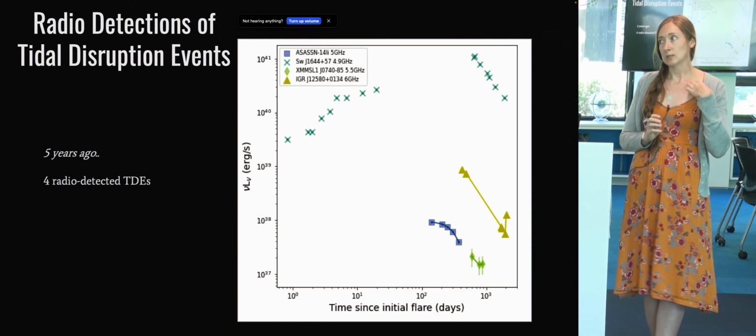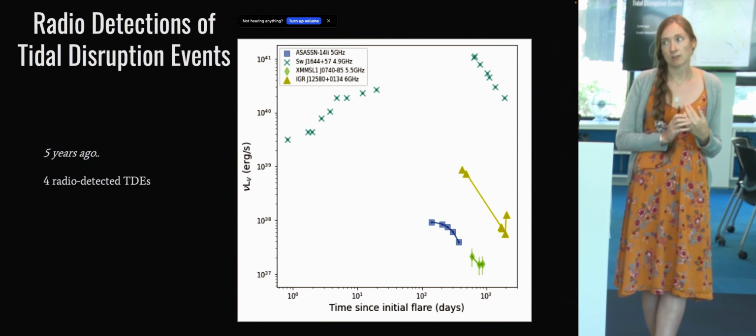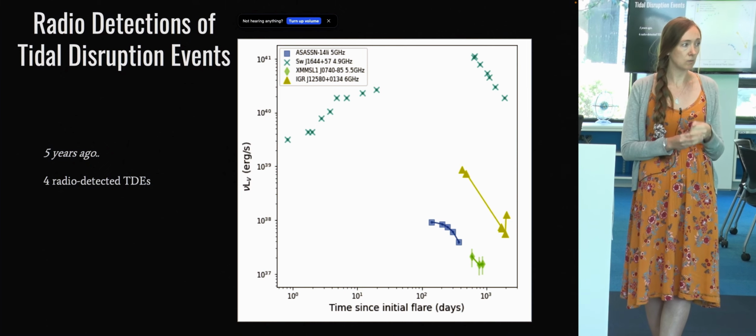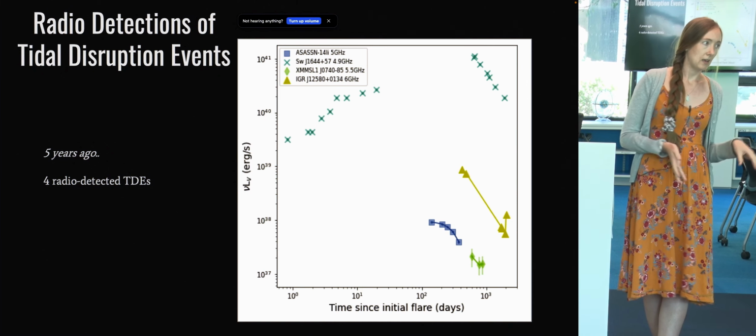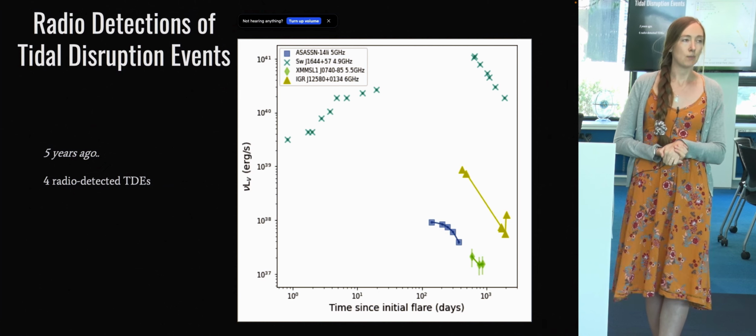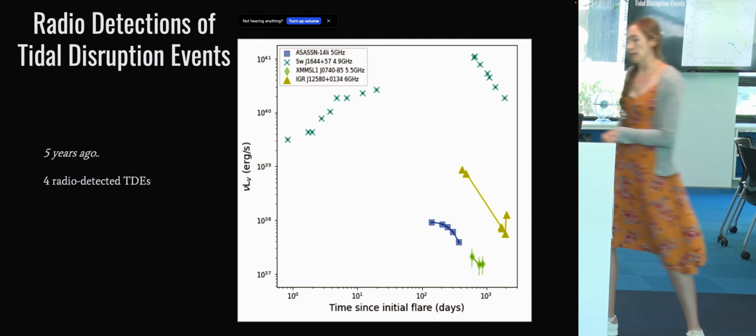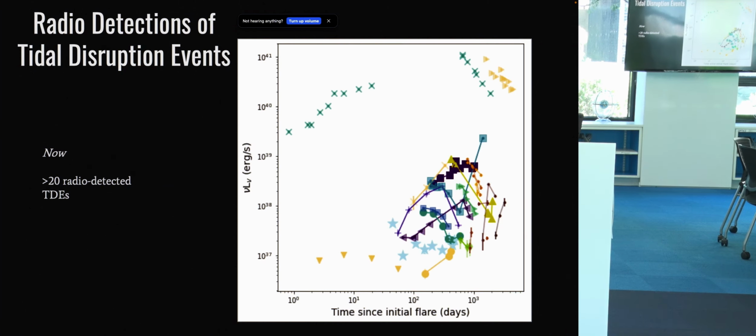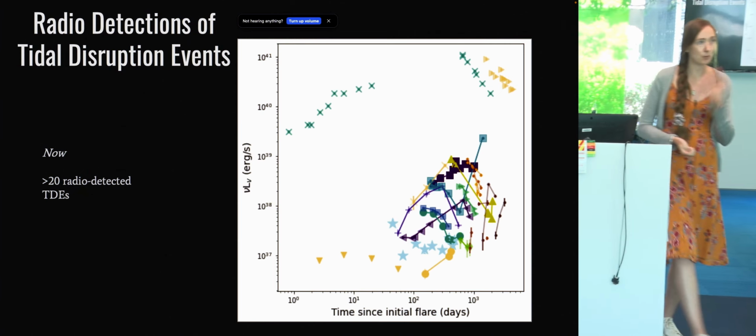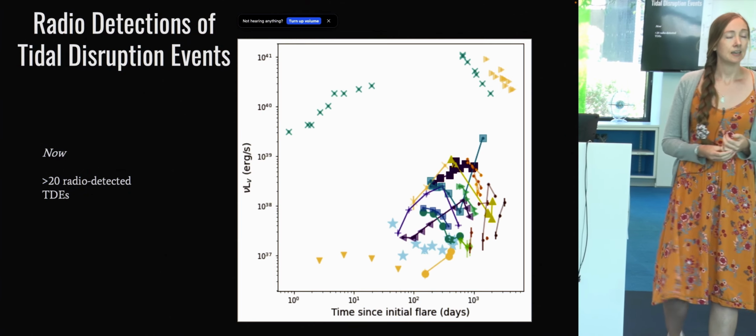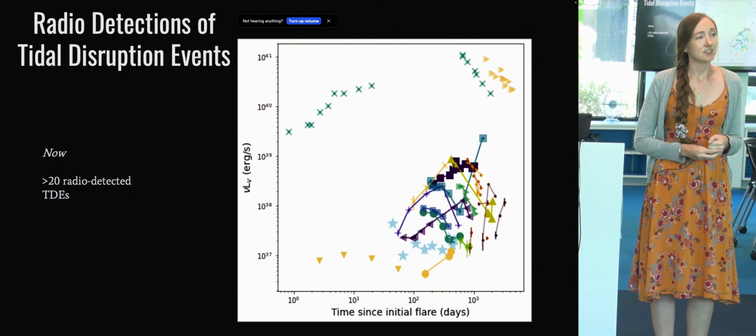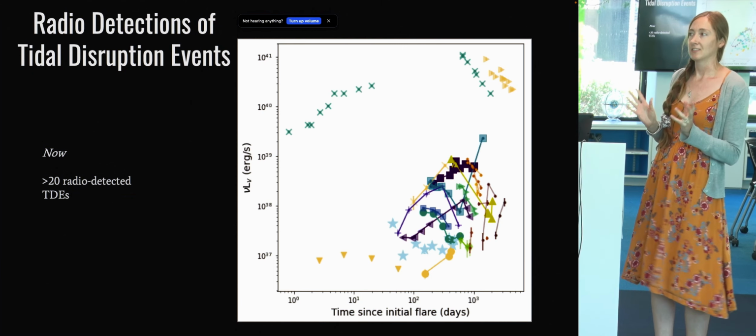But in the last 5 years, we've had some really targeted campaigns with radio telescopes to follow up all TDEs that we can to see if they produce radio emission. And so now the population looks something like this. So now we have more than 20 radio detected TDEs. It's great, however, they all do very different things in the radio.